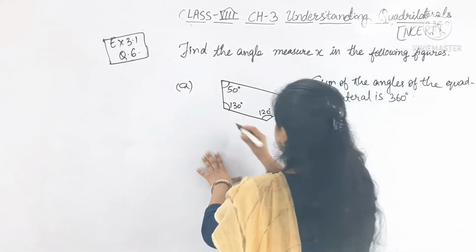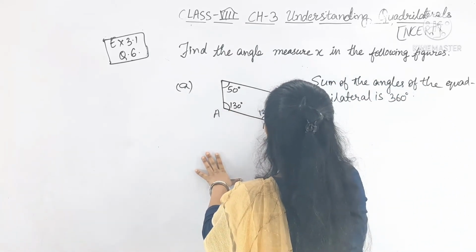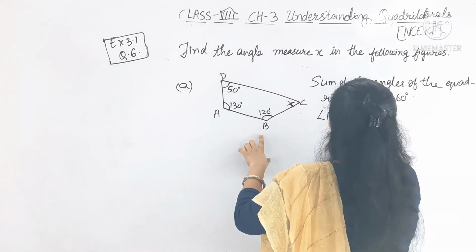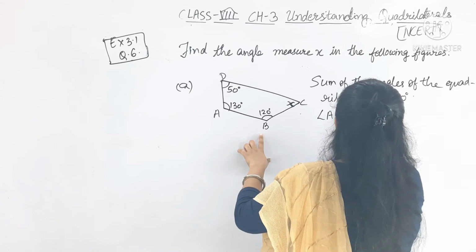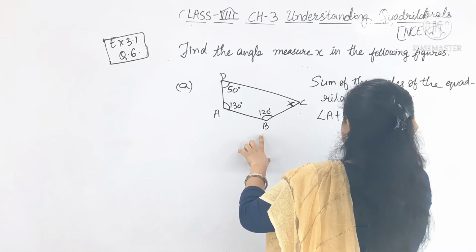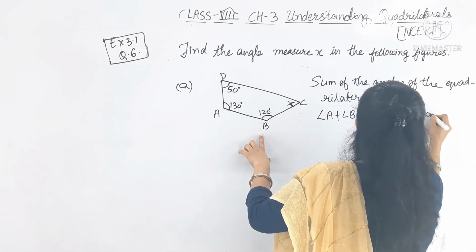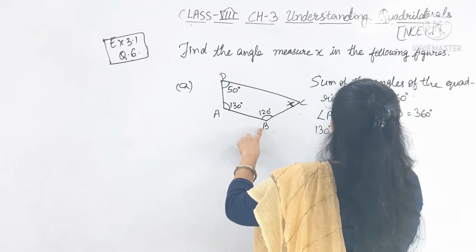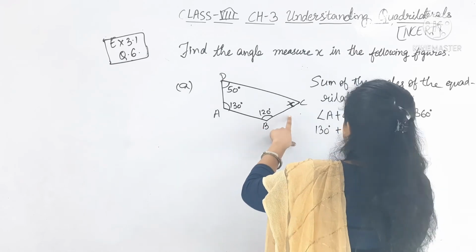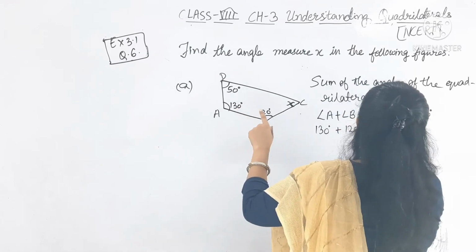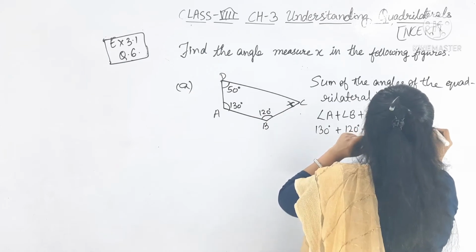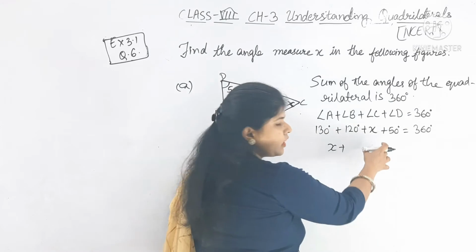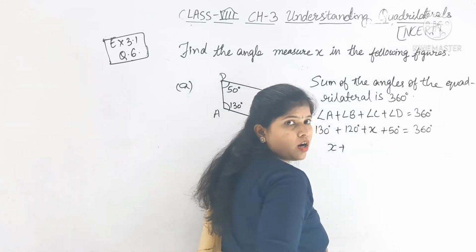So here I can name them A, B, C, D. So angle A plus angle B plus angle C plus angle D is equal to 360 degrees. Angle A is 130 degrees, angle B is 120 degrees, angle C is x, and angle D is 50 degrees. If you sum this, we get this equation. So we have to solve for x.